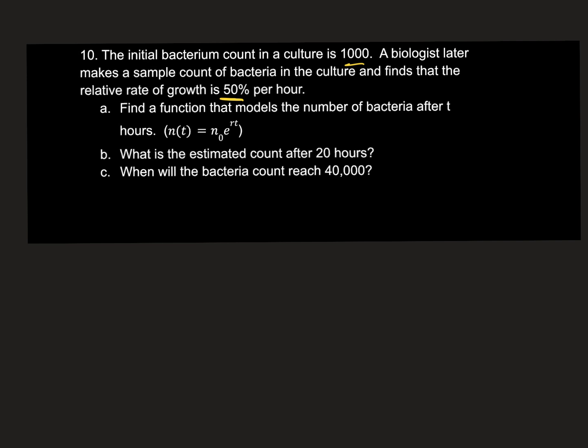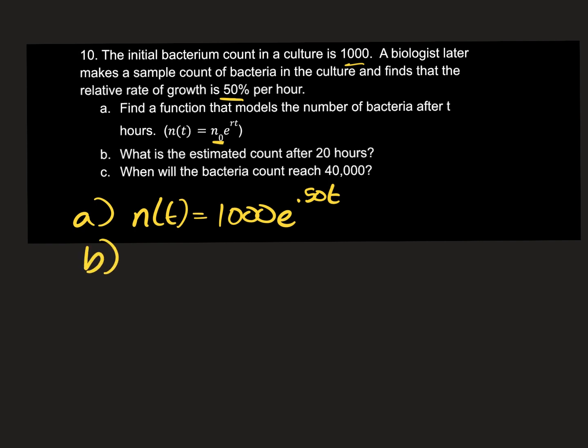So another function. Part A says find a function. It tells you what to do. N sub 0 is the initial amount, which is 1,000. E, the rate is growing, is 50% times T. Okay, and there's your model. Part B, how much is there after 20 hours? So I'm just going to plug 20 in for the T: 1,000, E, 0.5 times 20.